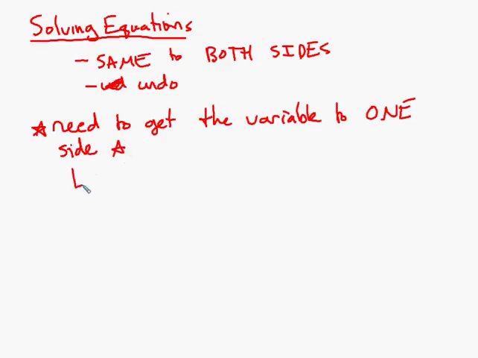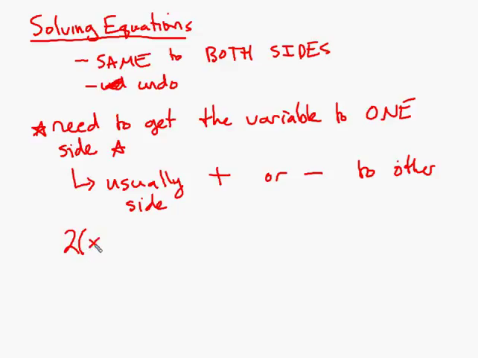Usually, you're going to do this by adding or subtracting it. There are rare exceptions, but usually you're going to add or subtract it to the other side. And you're going to want to do this after you've simplified. So, let's say we have something like 2x plus 1 equals 5 parentheses x minus 2.